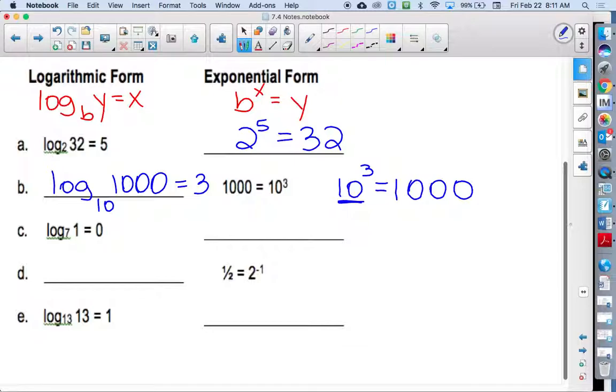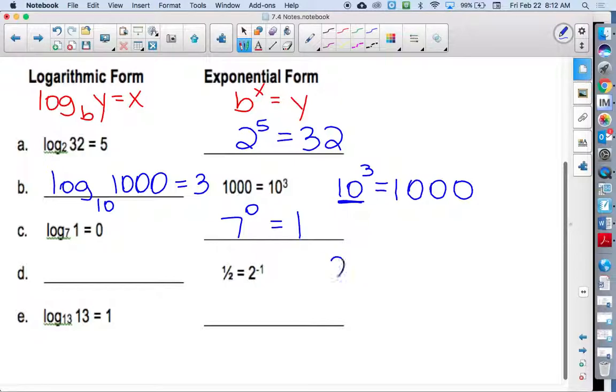Letter C, we have log base 7 of 1 equals 0. Ellie, how would you rewrite that one? 7 to the 0 power equals 1. Does 7 to the 0 power equal 1? Yeah, any number to the 0 power is equal to 1. So the base is still 7, and then the x and the y are flip-flopping.